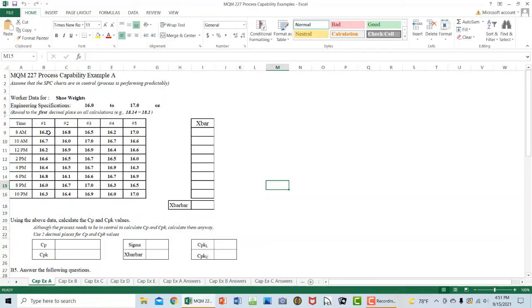We're taking 5 measurements an hour. You see that there's not an R chart. We're assuming you already did the SPC chart and everything looks fine and nothing is sticking out as being a problem. So we don't really need the R for doing this part, so I just left it off. Let's jump over to the answers.